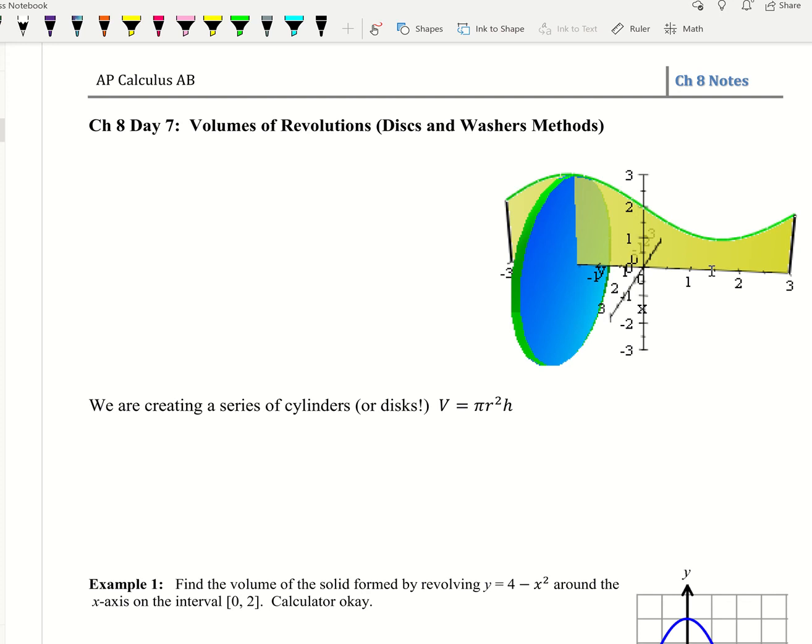Well, welcome to the 8.7 Notes for Calc AB. We're going to be looking at revolutions and volumes of revolutions.